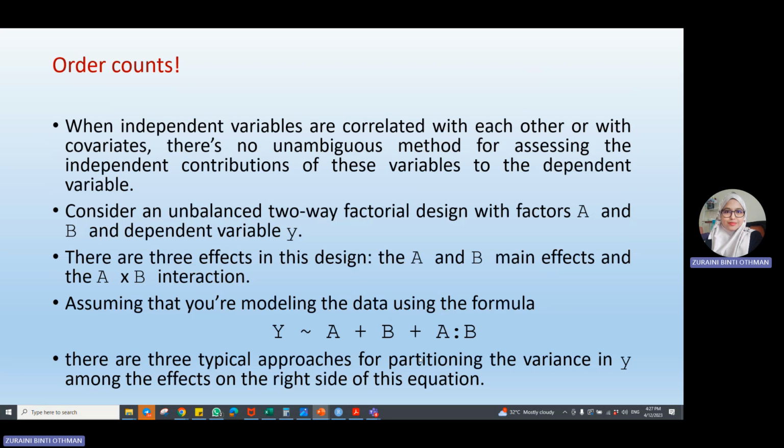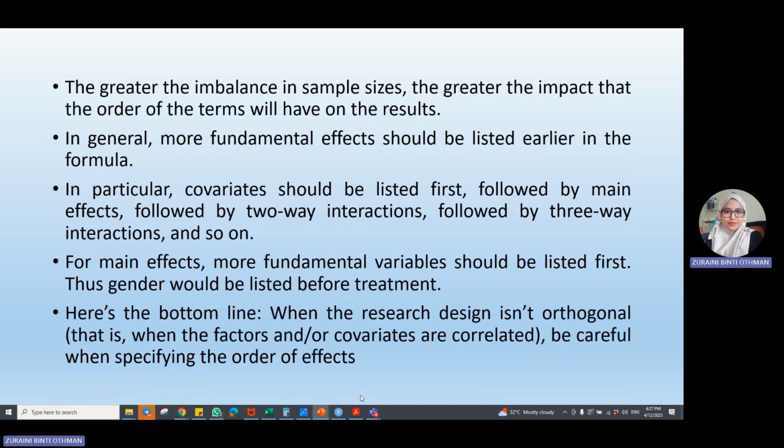There are three typical approaches for partitioning the variance in Y among the effects on the right side of this equation. Okay, the greater the imbalance in the sample, the greater the impact that the order of the terms will have on the result. In general, more fundamental effects should be listed earlier in the formula. In particular, covariates should be listed first, followed by main effects, followed by two-way interactions, followed by three-way interactions, and so on. For main effects, more fundamental variables should be listed first.